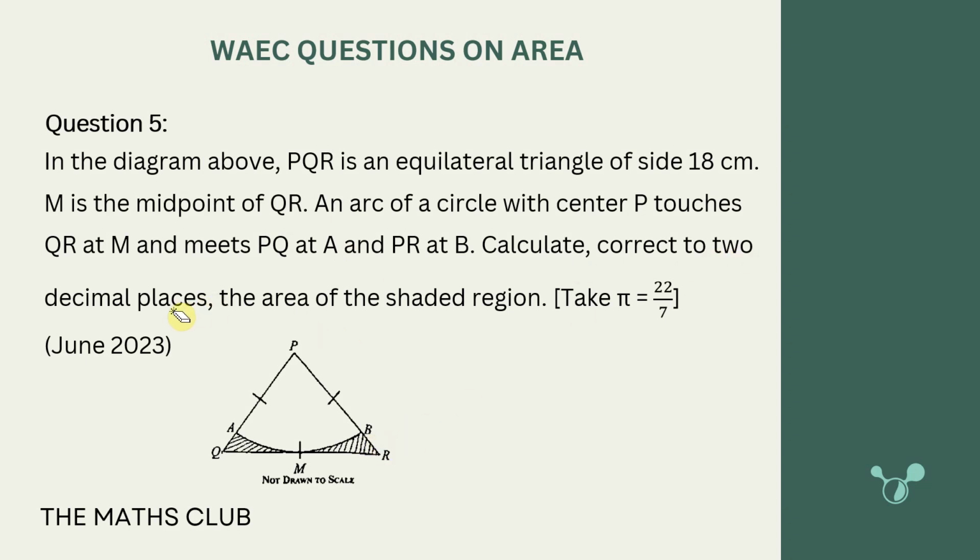Calculate, correct to 2 decimal places, the area of the shaded region. Take pi to be 22/7. This is from June 2023. I'm assuming that you've also paused the video, or you pause the video now and you try it out yourself.